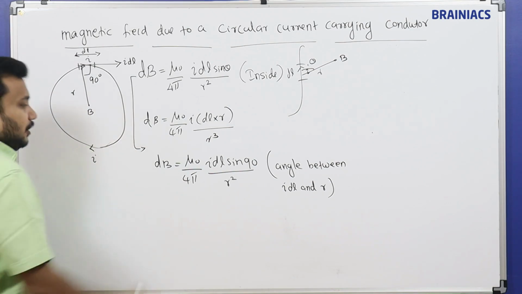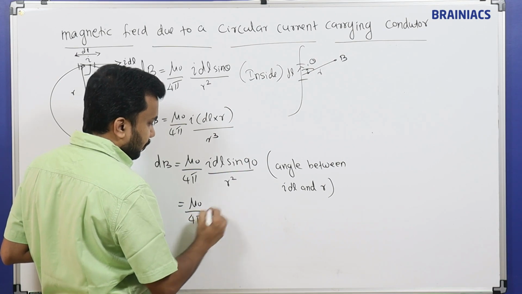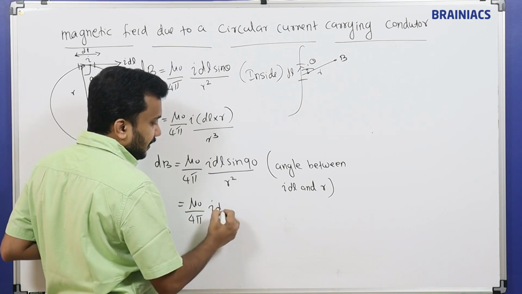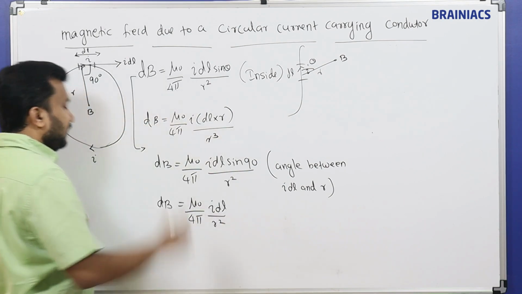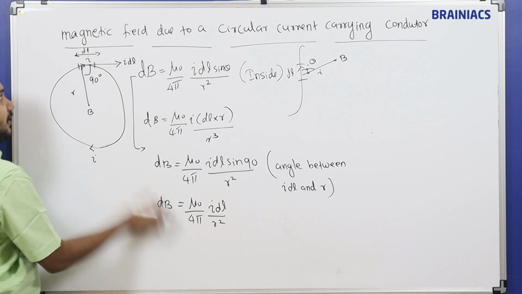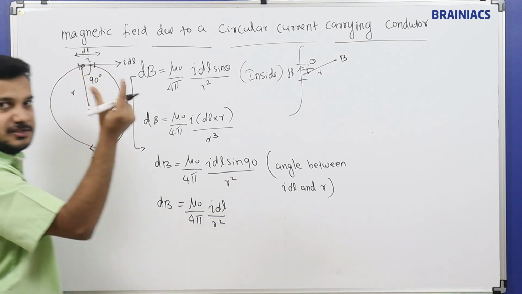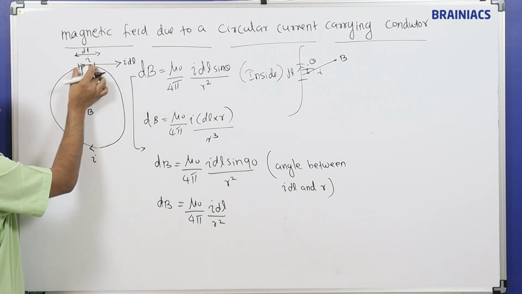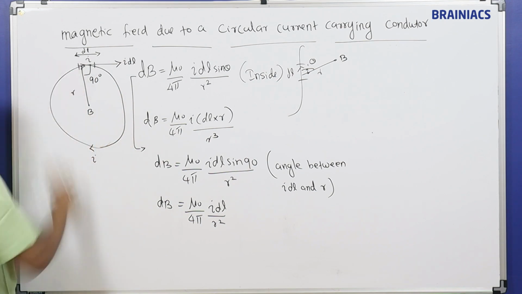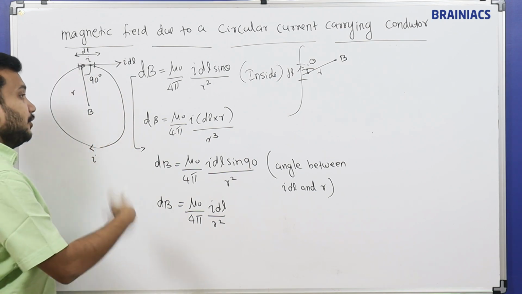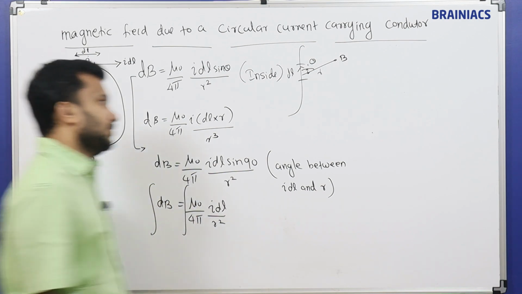Once we simplify, what is sine 90? It's 1. So mu 0 by 4 pi into I dl divided by r square. This is called dB. So dB is the magnetic field due to this small current element. But my circle is not this small piece. My circle is made up of many small pieces. So to find the total magnetic field, I have to integrate both on the LHS and RHS.